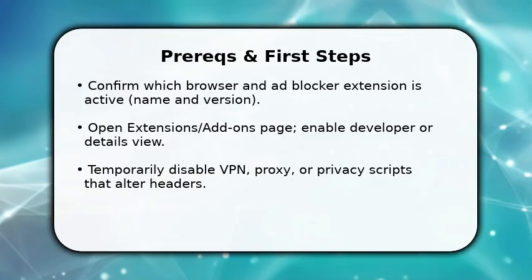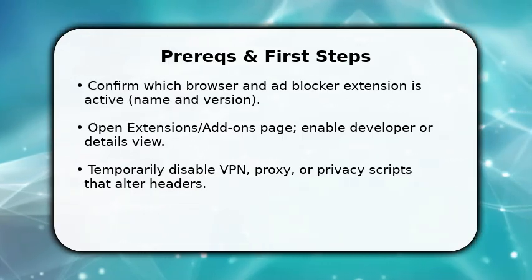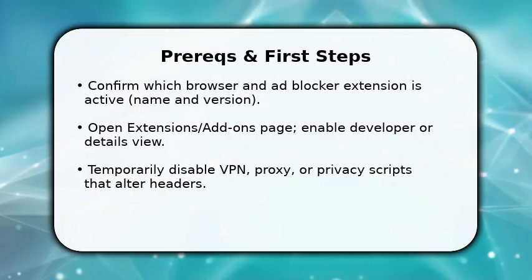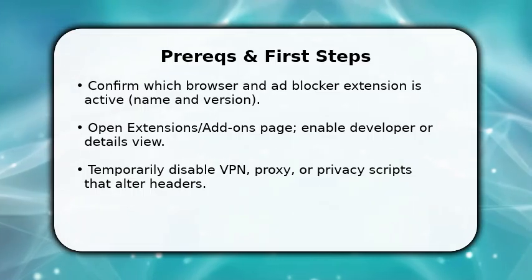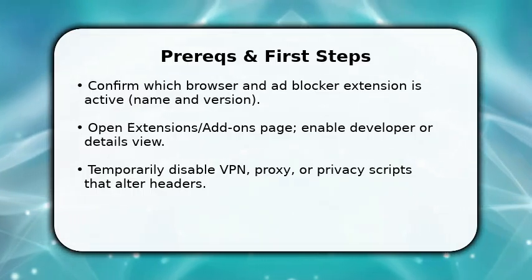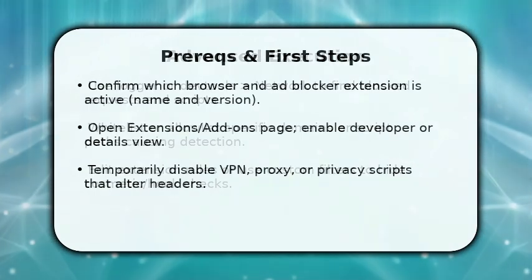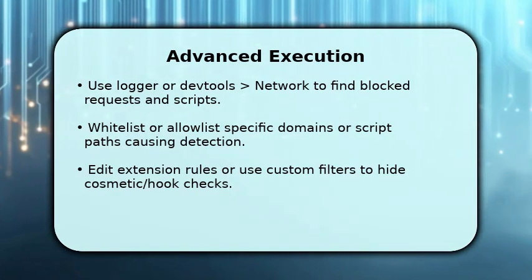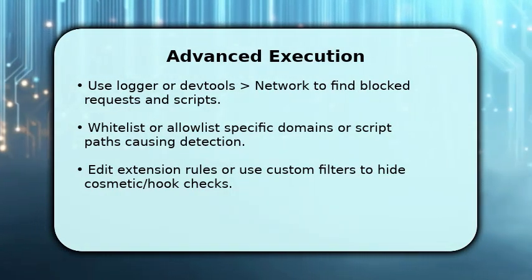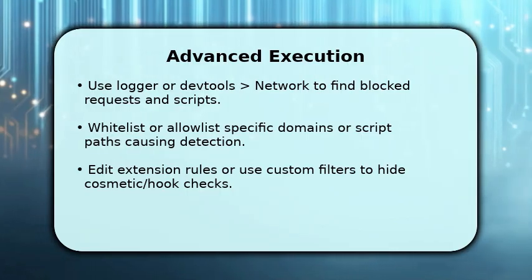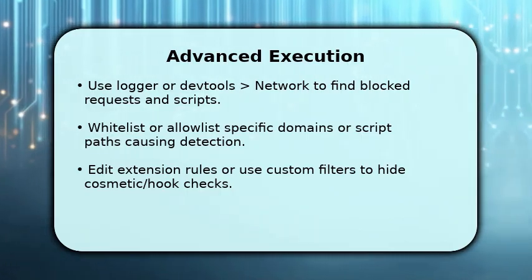Now disable the ad blocker for this site or create an exception list entry that immediately removes the simplest detection flags. Make sure to keep the extension UI visible for the next steps. You'll need to inspect what the site checks. Open developer tools and watch network and console. Locate requests that fail or scripts flagged as blocked.